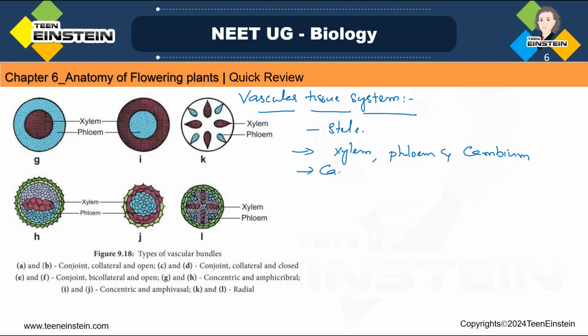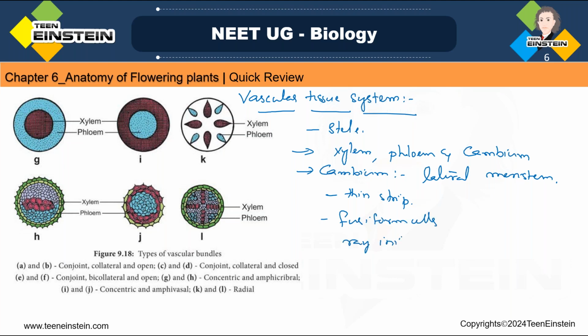What is cambium? Cambium is the lateral meristem, and this lateral meristem gives rise to the secondary xylem and phloem. It occurs in the form of a thin strip, and it consists of fusiform cells and ray initials as cells.